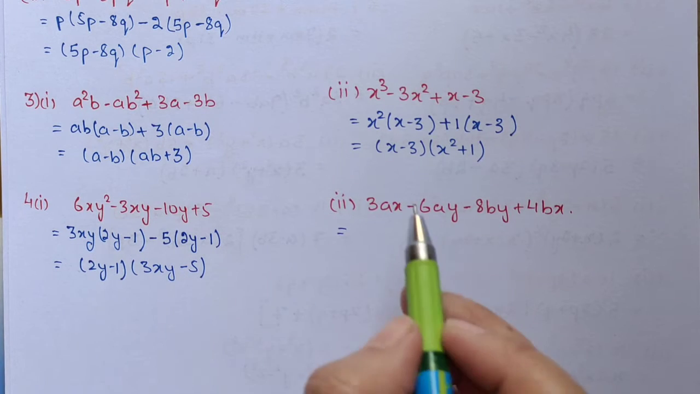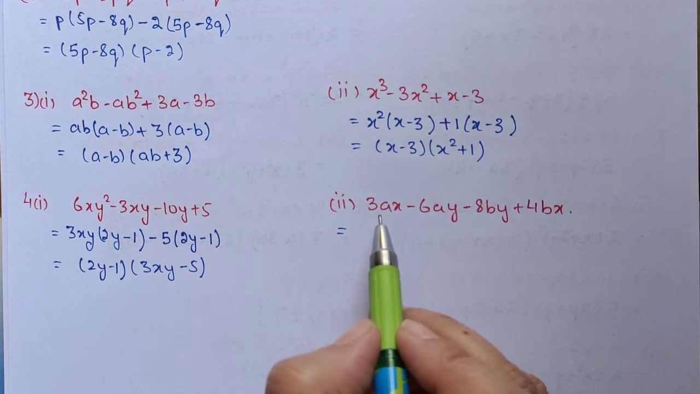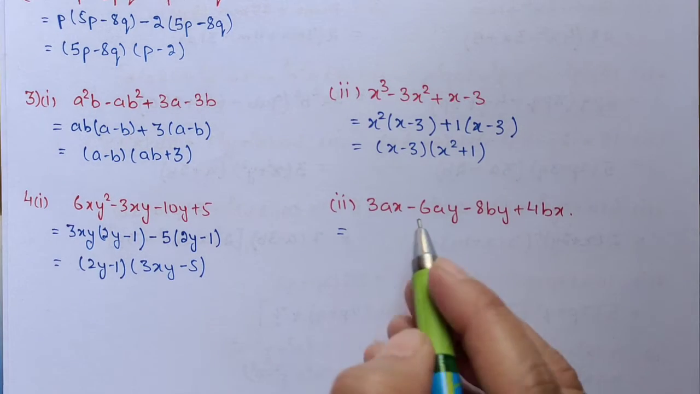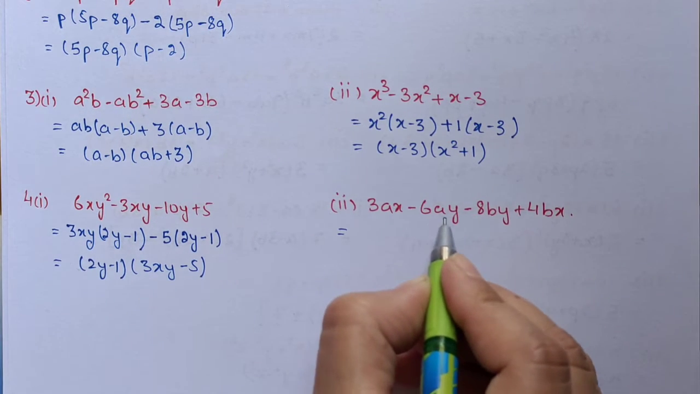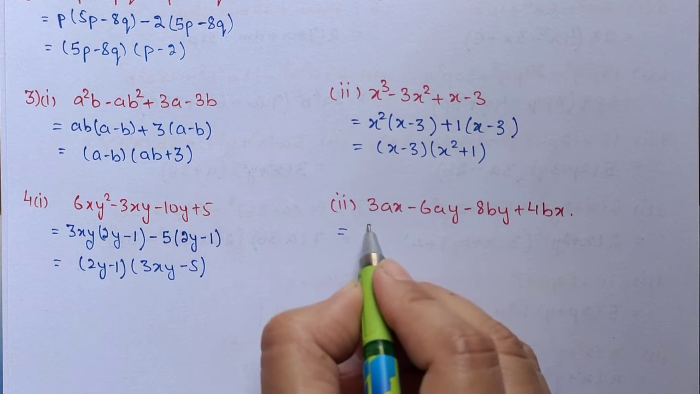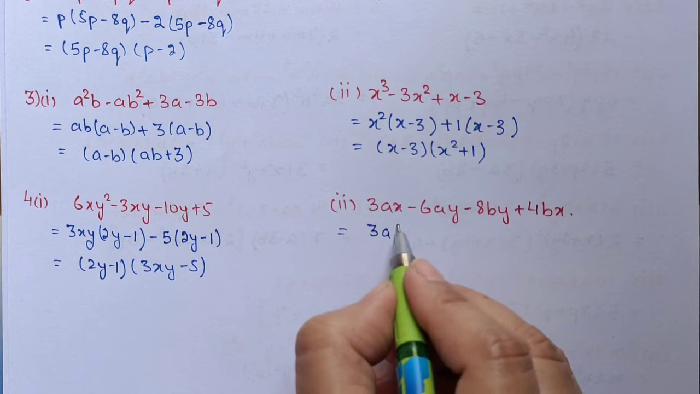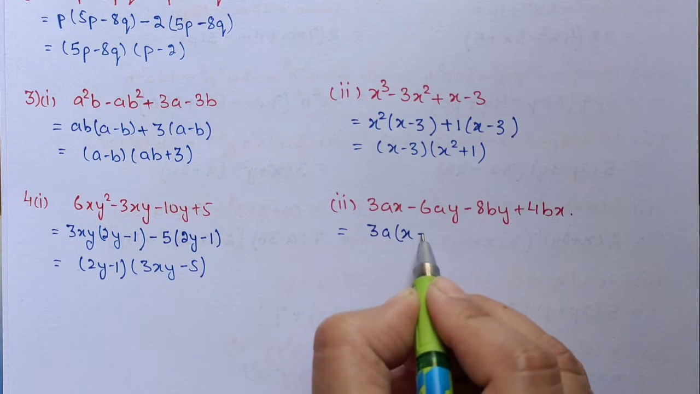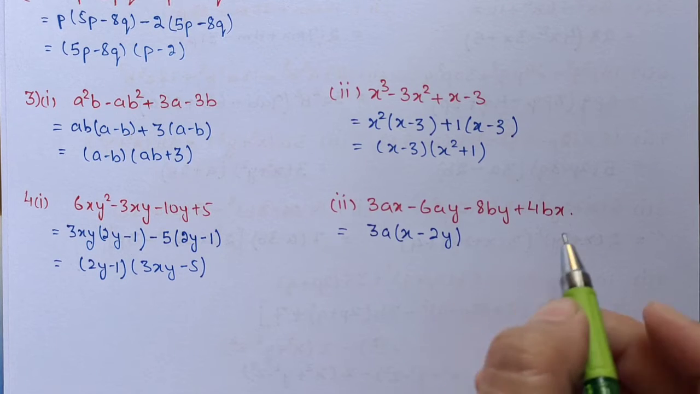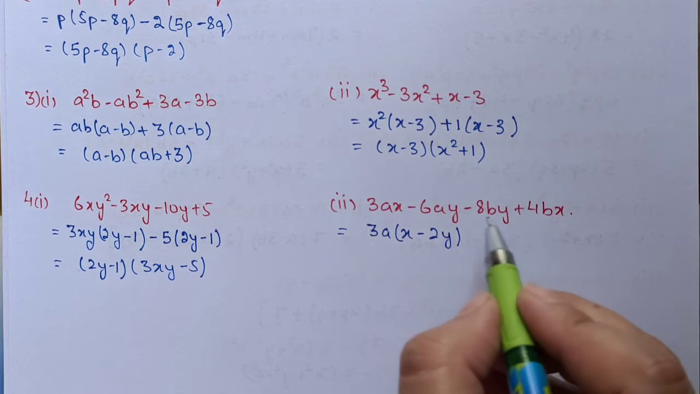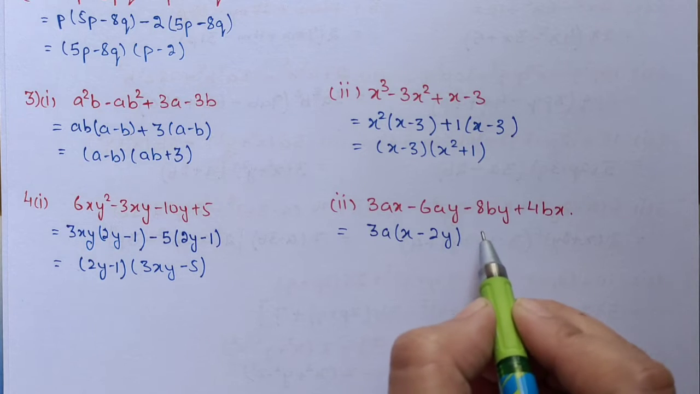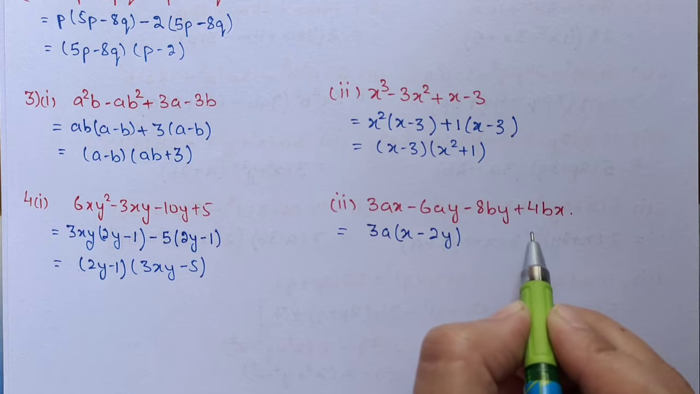In the second part, from the first two we can take out 3ax minus 6ay. We can take out 3a as common. Then inside the bracket x minus 2y will be there. From the last two, if we take 4b as common, then we will get 2y minus x.